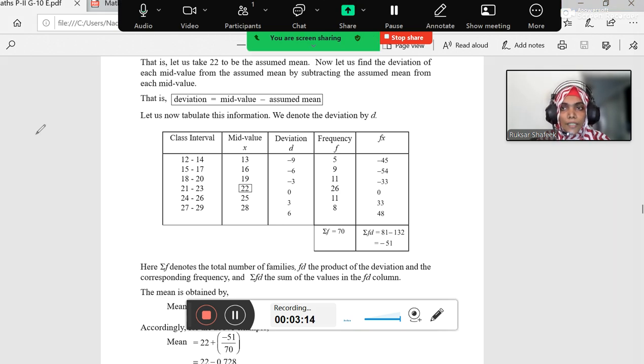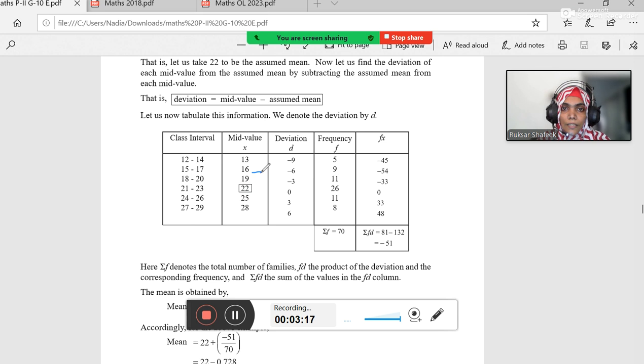And then what is our next step? 16 minus 22. To give you better clarity, from 16 you're subtracting 22. You're subtracting a bigger number from a smaller number, so your answer will always be negative. 22 minus 16 is 6, so you have a negative 6 there. 22 minus 22 gives you 0 itself. 25 minus 22 is 3. 28 minus 22 is 6. That's how you get the deviation column.